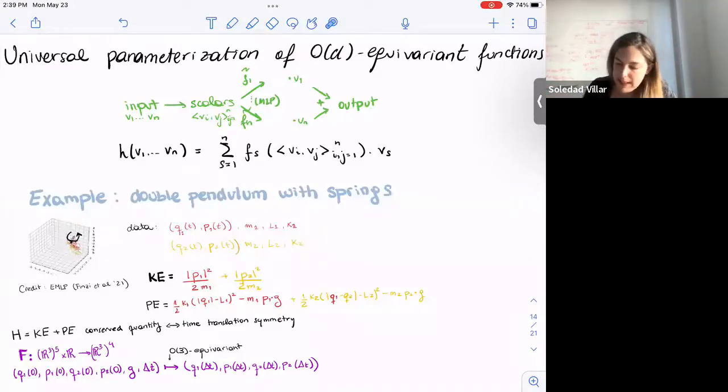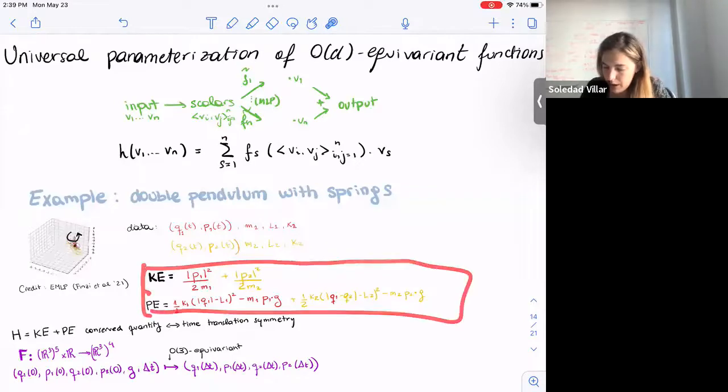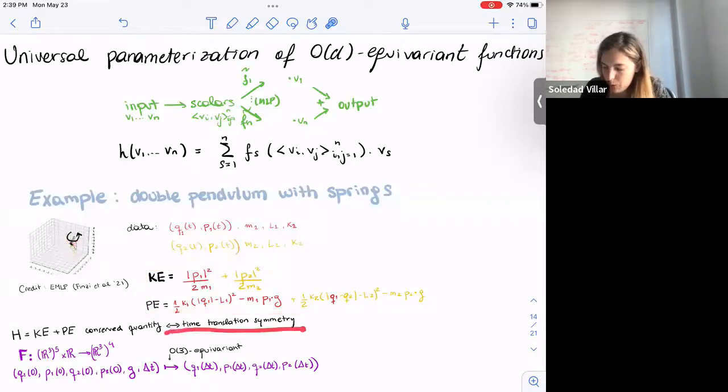So in this example, they have a double pendulum with springs. It's kind of small, but you have a red mass and a yellow mass, and they're connected with springs. And the question is to predict the trajectories of these masses, based on positions and momentums of the particles of both masses. So this system is Hamiltonian. The Hamiltonian, which is the kinetic energy plus the potential energy, is conserved. It's a conserved quantity, which is equivalent to asking for some time translation symmetry.